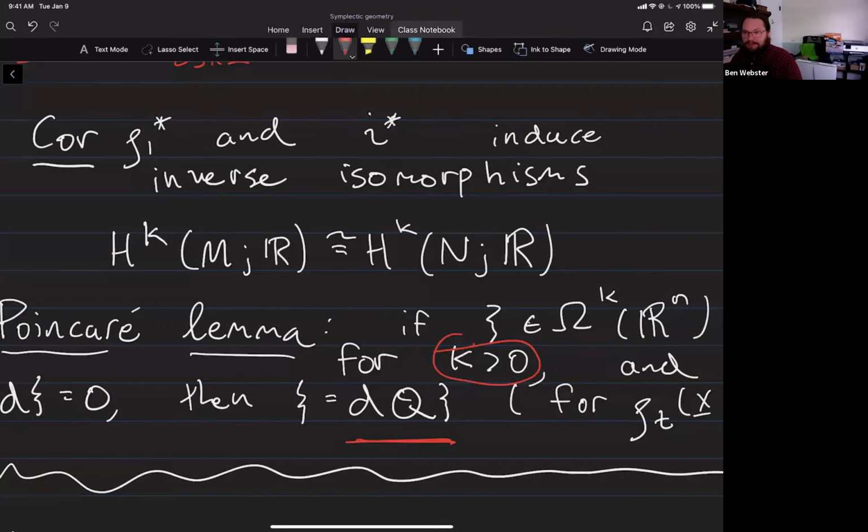Yeah, Denny. So normally we want to integrate these guys over chains, right? But you're telling me that we can integrate over submanifolds instead. So are you telling me that homology classes can be represented by submanifolds?